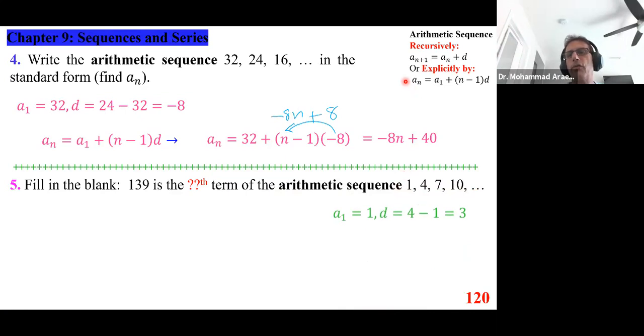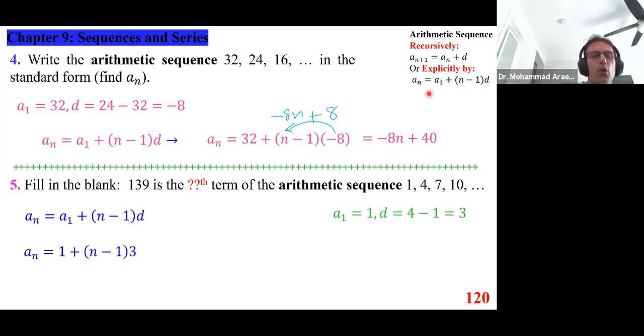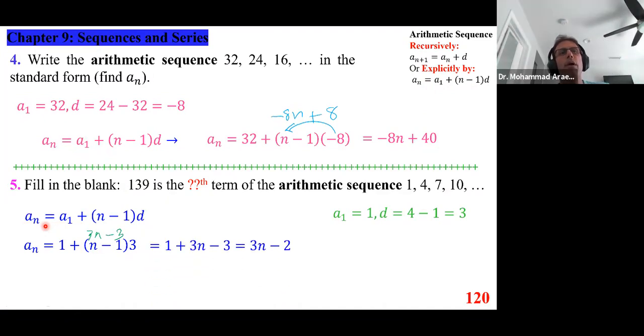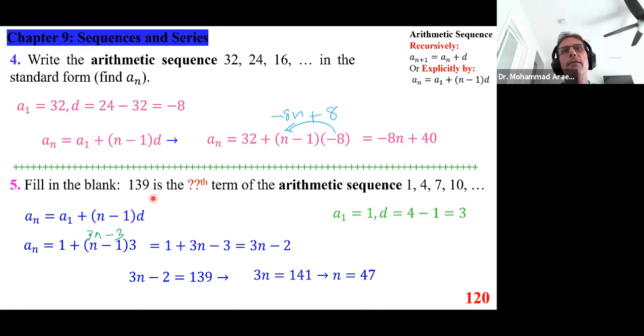Now, let's find the general form a sub n and then set it equal to 139 and find n. So here's the general form. Replace the a sub 1 and d and simplify. This is 3n minus 3, resulting in 3n minus 2, setting it equal to the number given, which is 139. Add number 2 becomes 141, divide by 3, and we get 47.